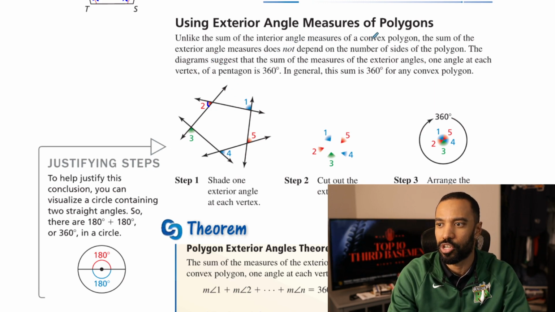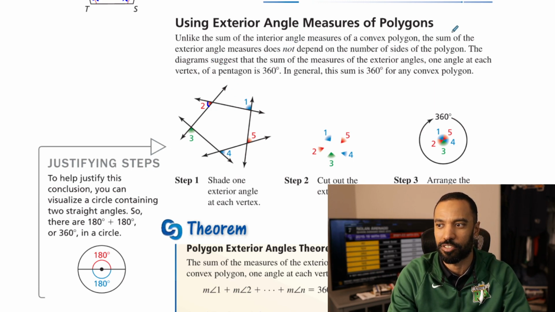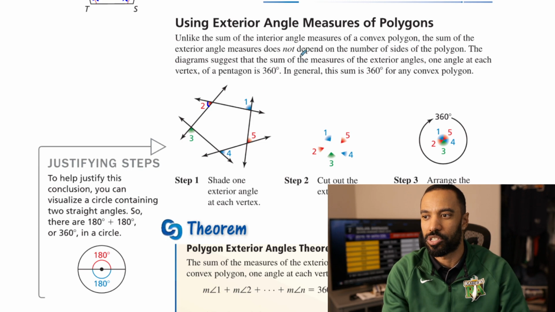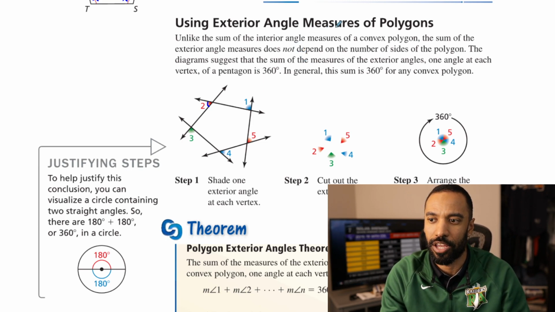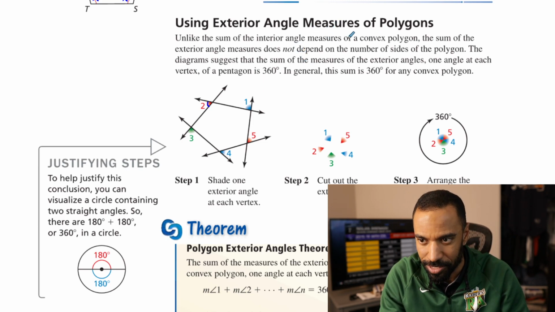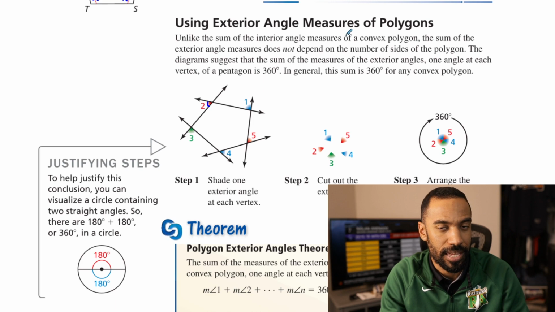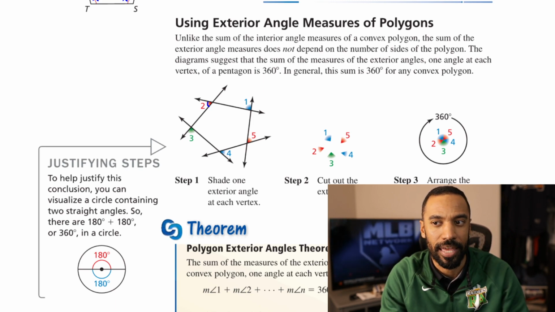Unlike the sum of the interior angle measures of a convex polygon, the sum of the exterior angle... I can't read this. Hold on. Unlike the sum of the interior angle measures of a convex polygon, the sum of the exterior angle measures does not depend on the number of sides. Remember, as the polygon's number of sides went up, so did the interior angle sum. Think about why that is. Before I keep reading on, let's think about why that is.